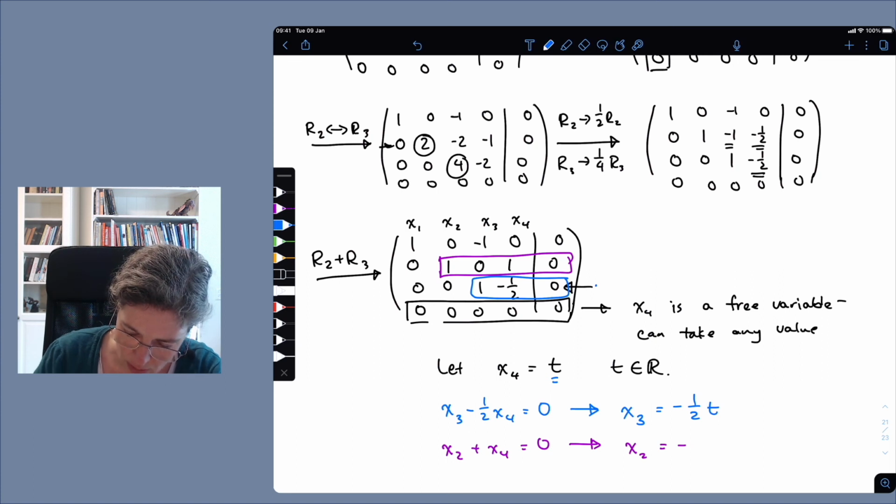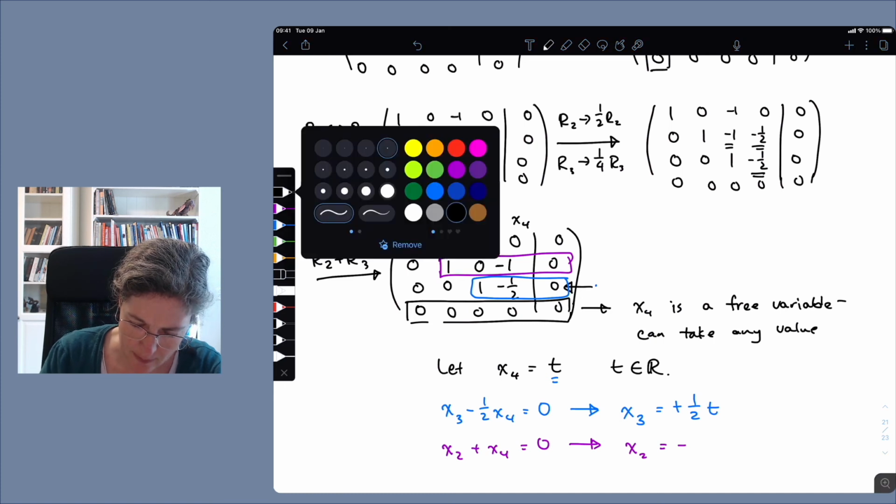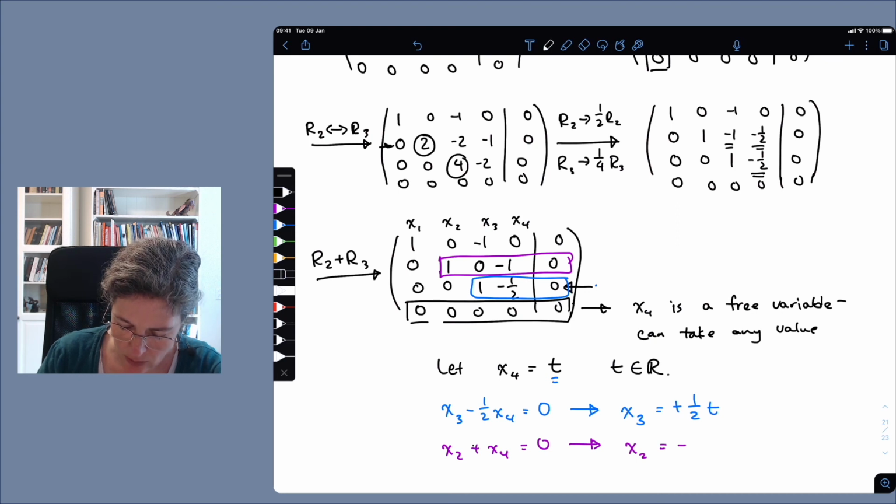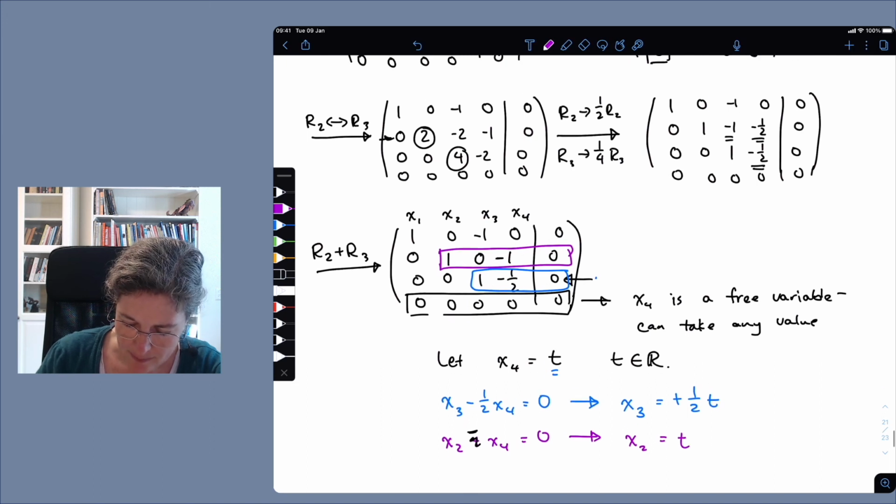Sorry, and I've just seen this should be a plus over here. Okay. And I think I've made a mistake. I think we should have a -1 here. Yeah. So just check somewhere along the line I made a mistake there. So this should be a minus here. So we should have x2 is equal to t.